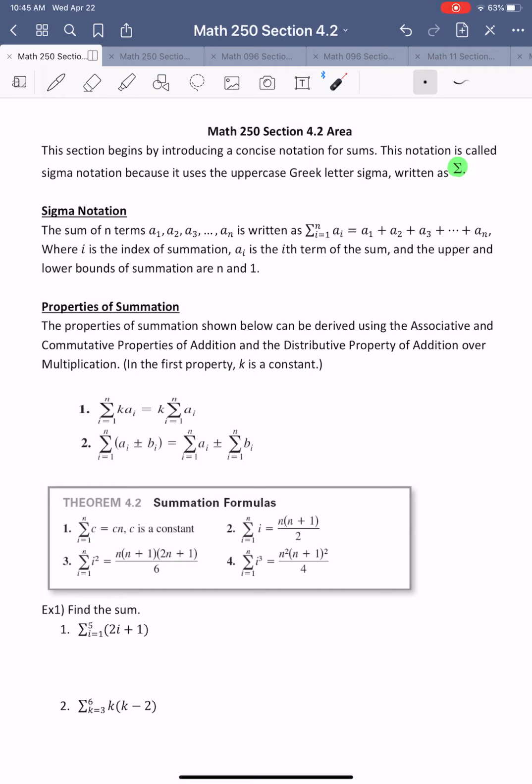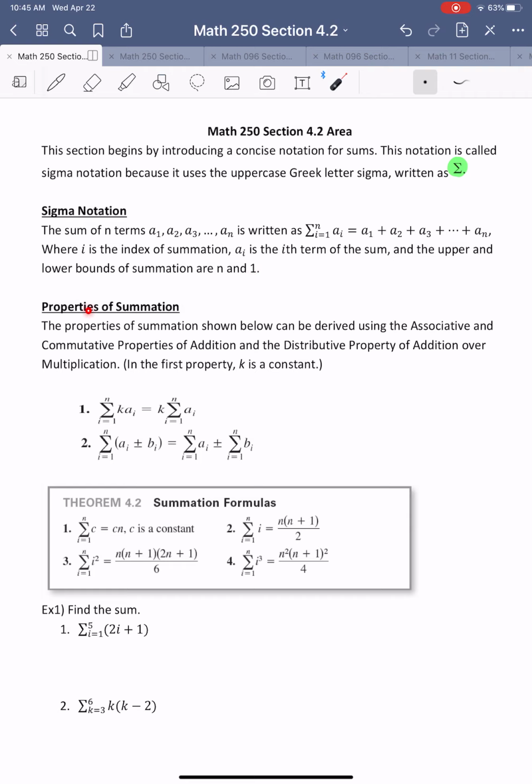up to n, and a sub i. This is the general form, and we are adding all the way from a sub 1 up to a sub n, where i is the index of the summation, and a sub i is the ith term of the sum, and the upper and lower bounds of the summation are n and 1.